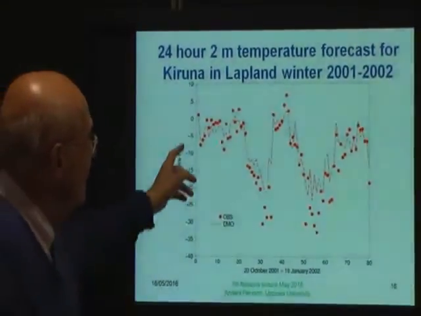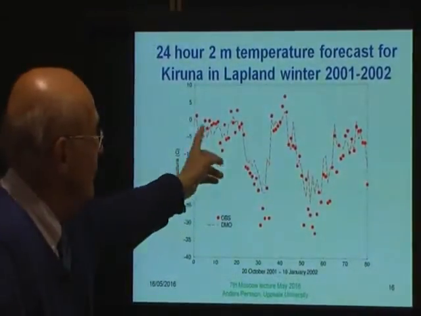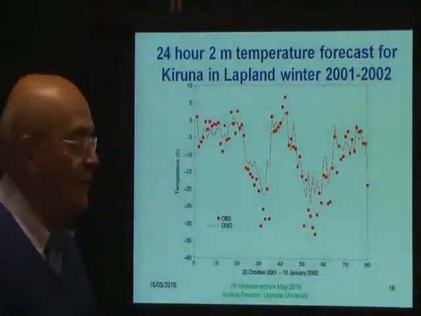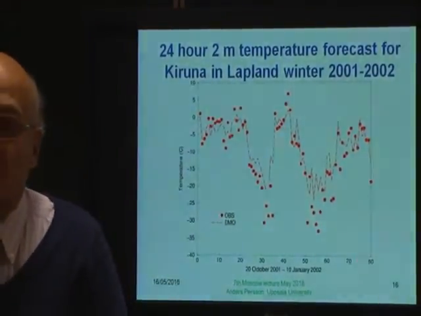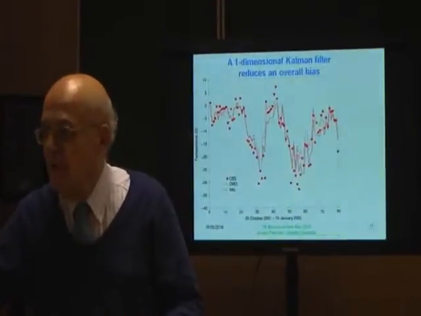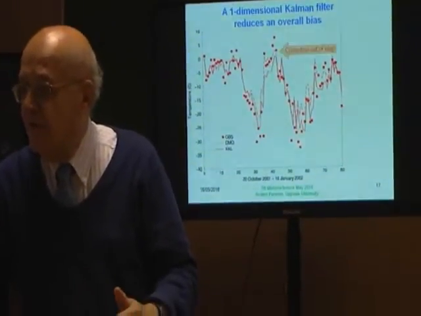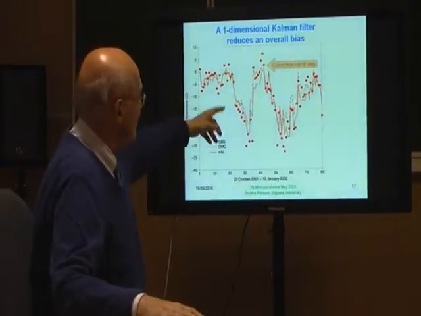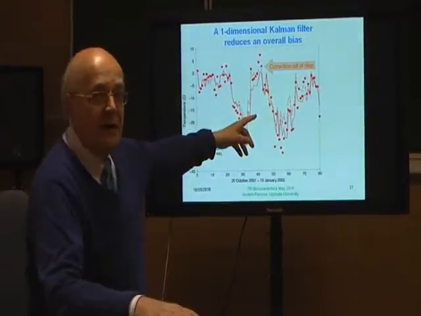And as you can see, when it's mild, the forecast is not bad, even good. But when it's cold, it is much colder than what the model can produce. A one-dimensional filter. And now the Kalman filter is the full line.